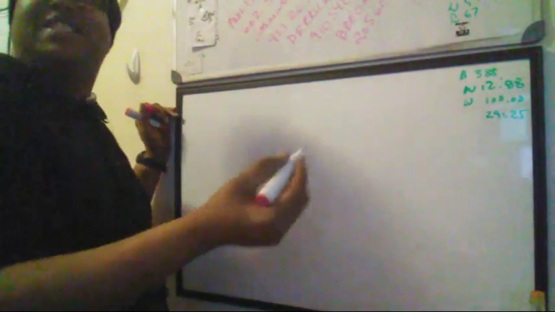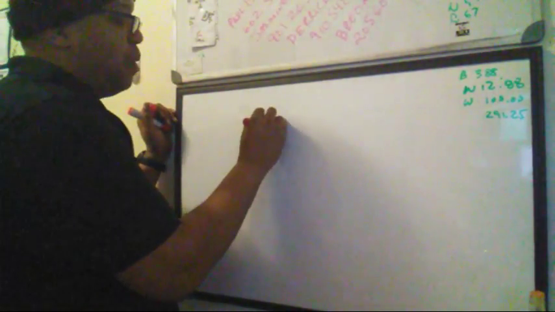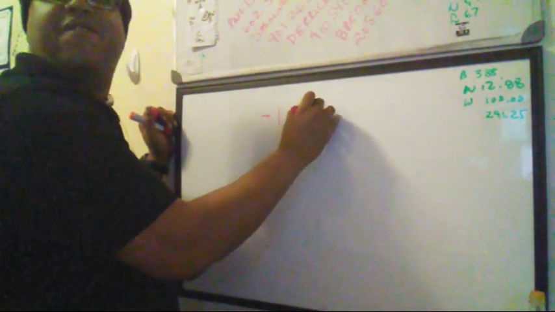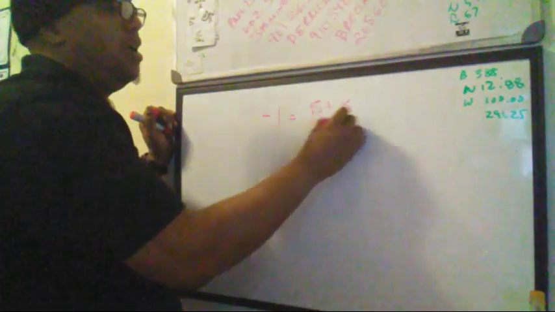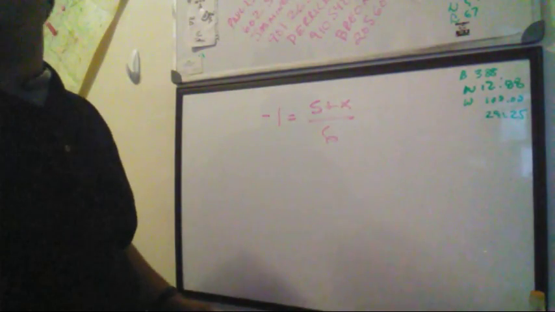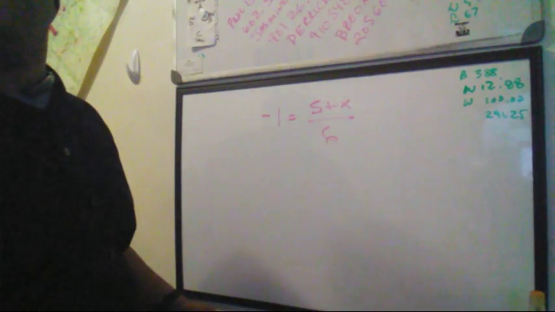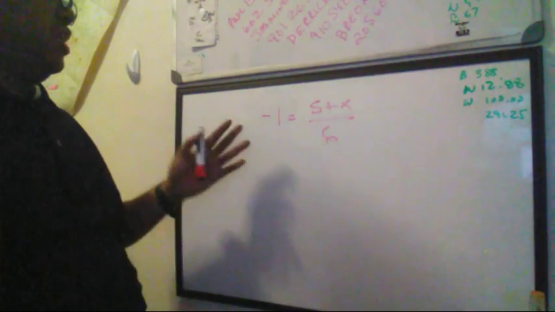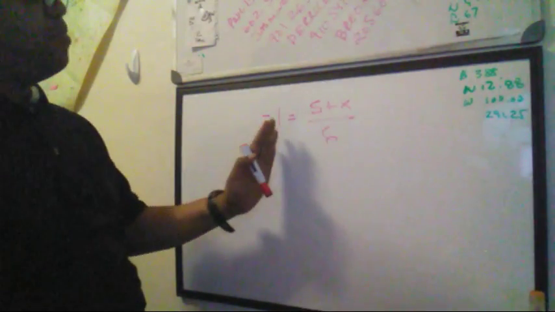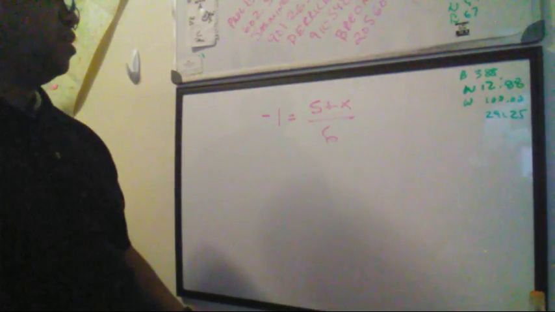Now, there's 2 ways I can do this problem. Here's the problem. It's just 1. And then we have 5 plus x over 6. Now, there's 2 ways I can do this. Hold on. Let me get my big screen on. All right. There's 2 ways that I can do this. I can multiply both of these sides by 6 to get to my answer, or I can just set up a new equation.